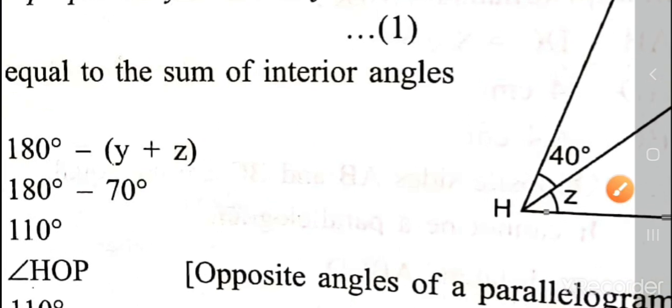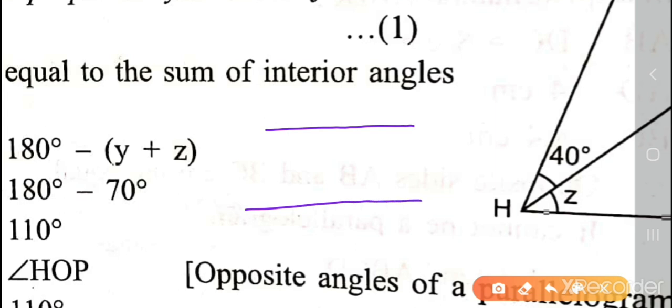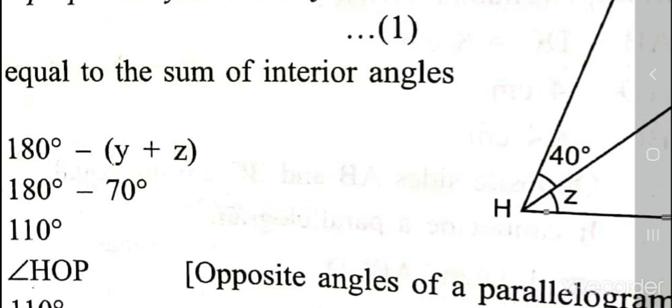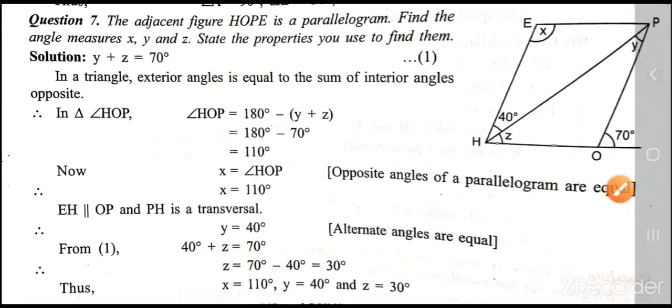Now the next one is parallel lines. If these both are parallel lines, these angles are alternate interior angles. If these both lines are parallel, then alternate interior angles will be the same. That you have learned. Okay, now let us go to the problem.